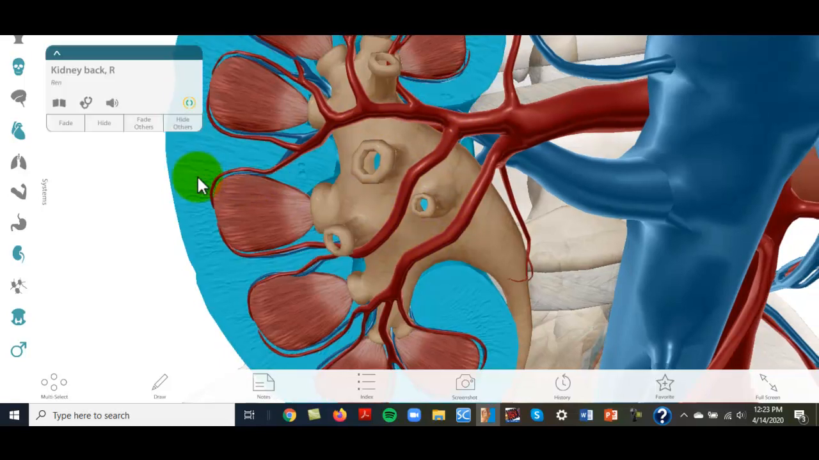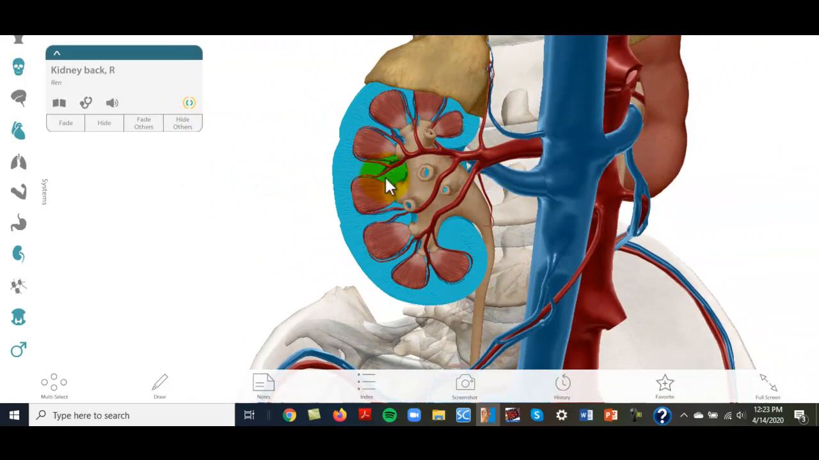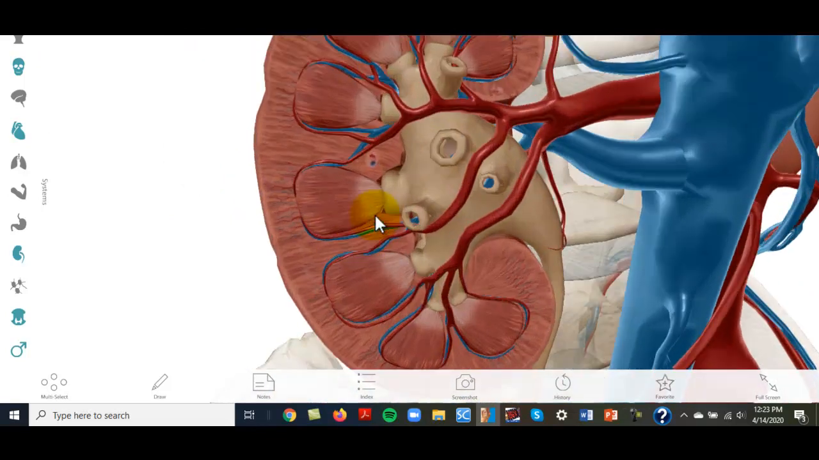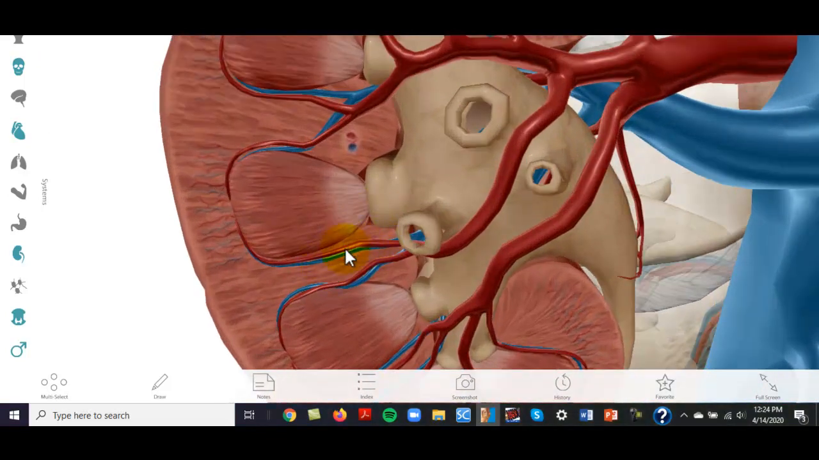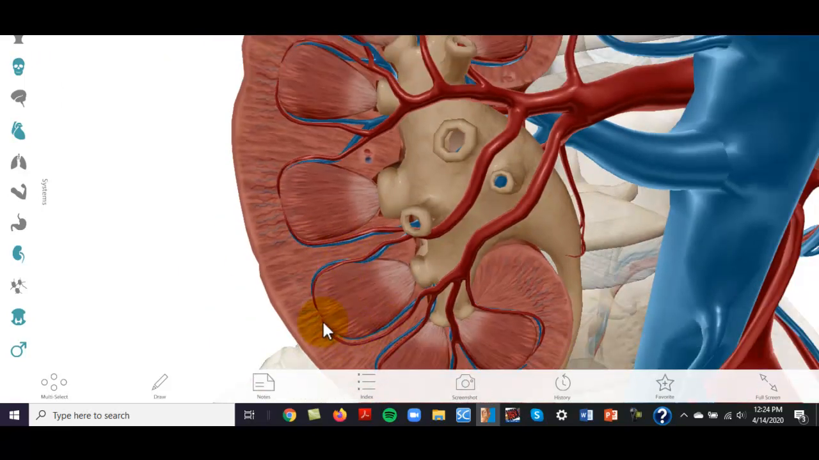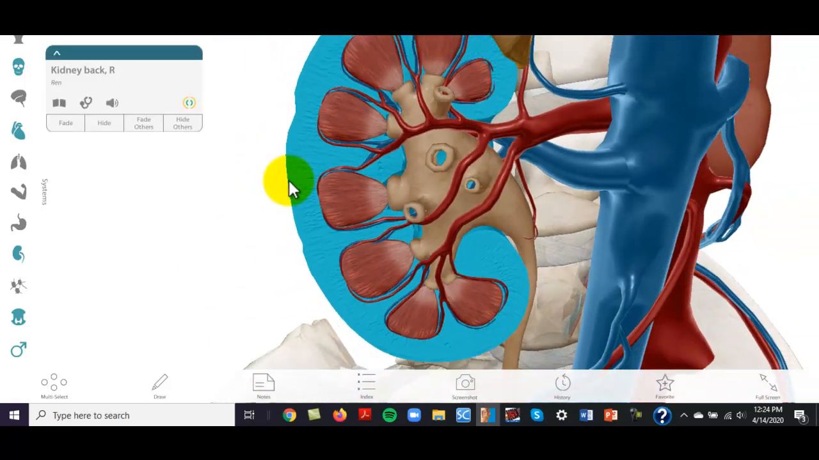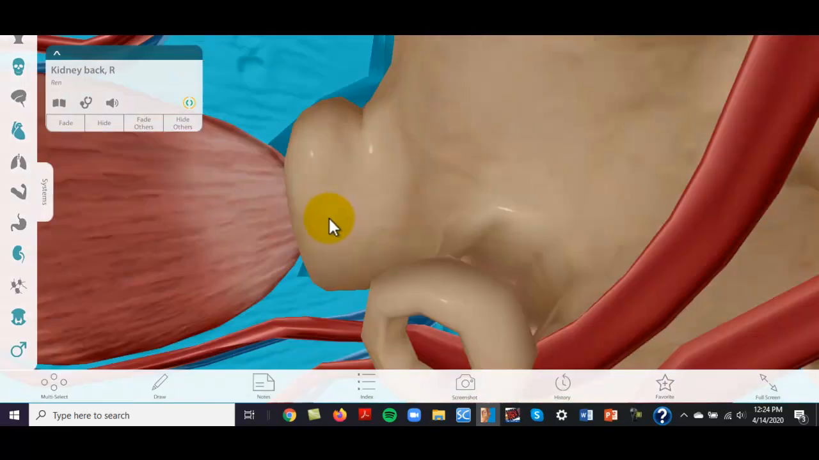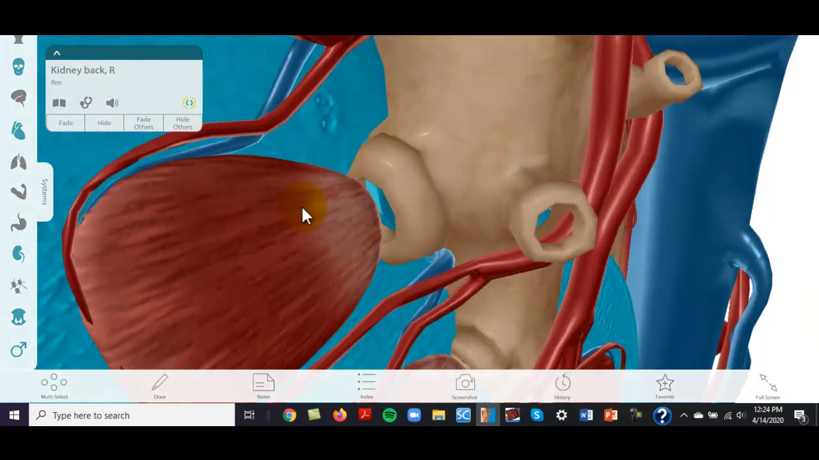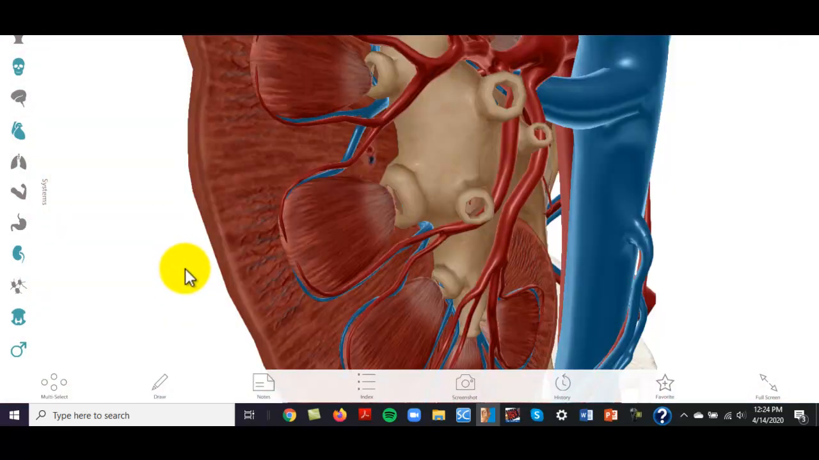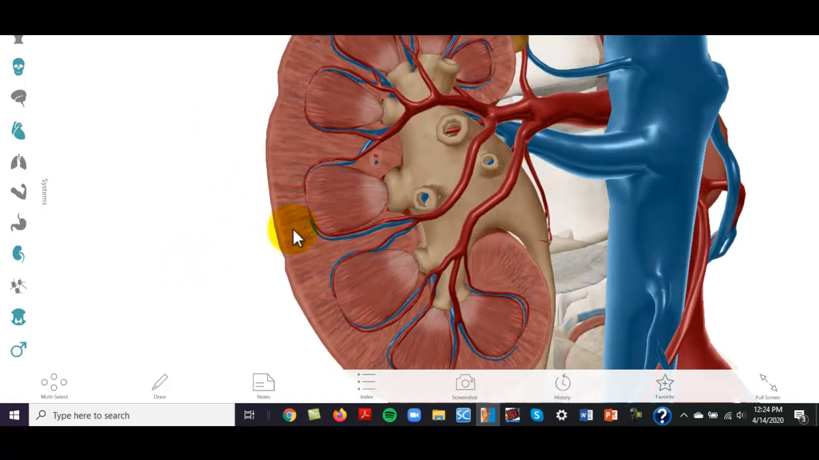And then you can see the ones going up, this is called the renal columns. These are called the interlobar arteries and veins. The ones on the top that make the little arcs appear are called the arcuate arteries and veins. And then the ones in the very outside out here are called the interlobular arteries and veins.